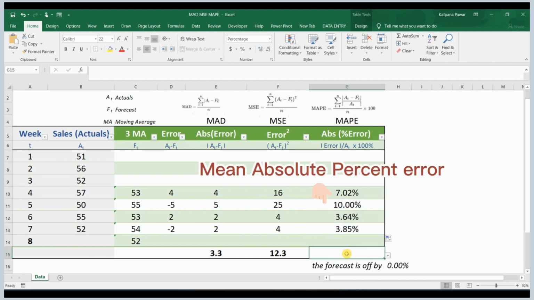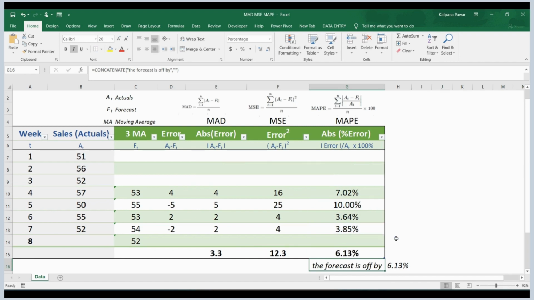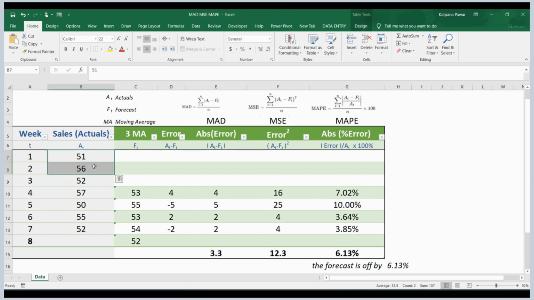Now we'll add these percentages and divide by 4, as we've done for all the rest. This suggests that the forecast is off by 6.13%. We can calculate this in a similar way for, maybe, a 2-week moving average, where we take the first 2 and average them out. So we can have such different calculations for a 3-week moving average or a 5-week moving average and so on. And that is pretty much how you calculate moving averages and forecast error measures.